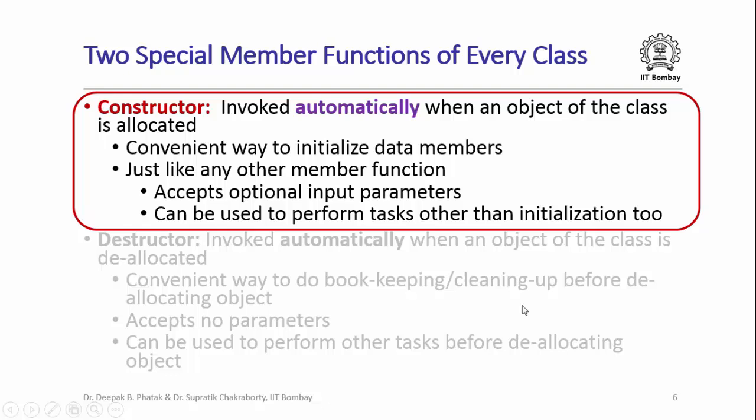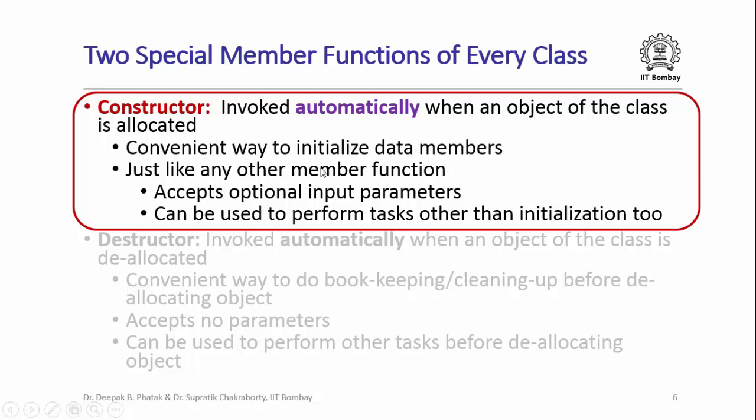Now in C++, there are two special member functions that every class and structure has, and we're going to look at each one of them in turn. The first one is called the constructor function. This is actually invoked automatically whenever an object of the class is allocated. And in fact, this is a very convenient way to initialize the data members of the class.